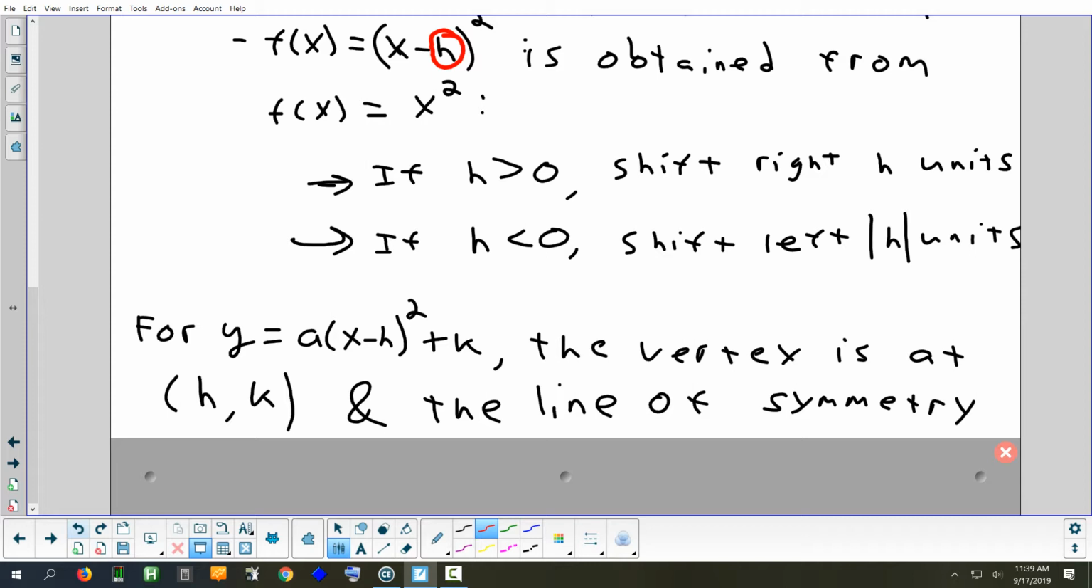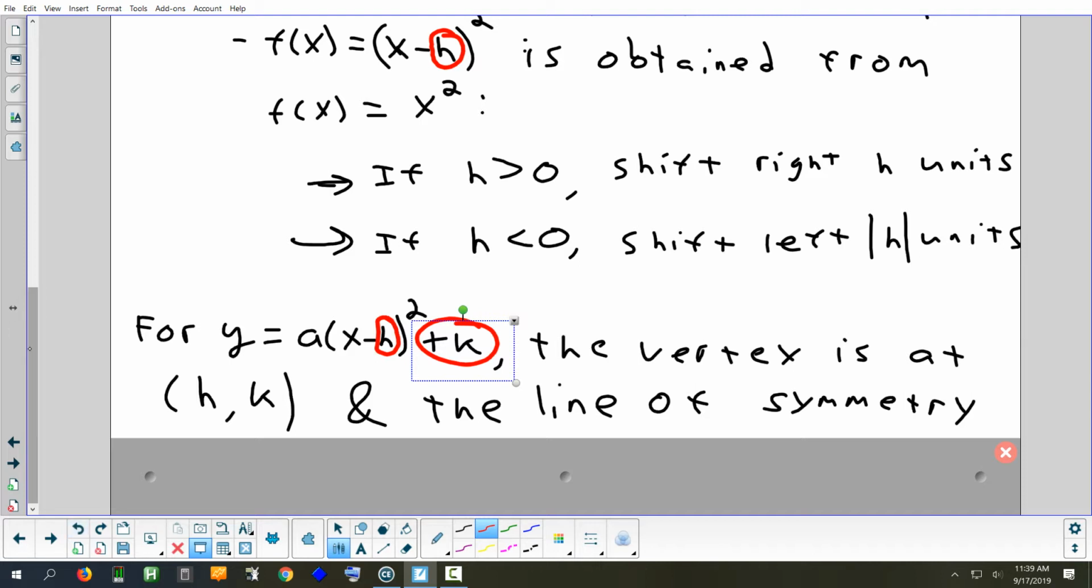Now, when I say H comma K, I'm going to circle exactly what I mean. This is H. This is K. So H is the number after the minus sign. K is just whatever the number is at the end, the whole thing.